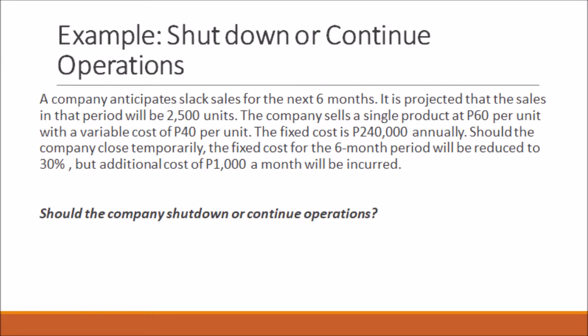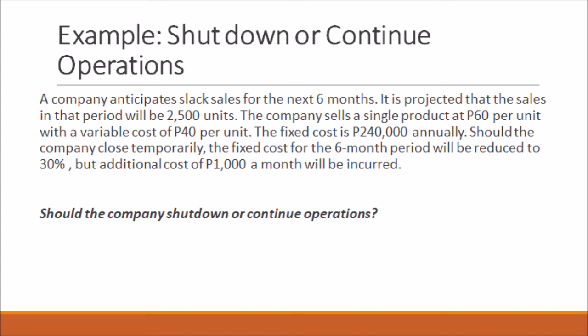Now, let's illustrate this. A company anticipates slack sales for the next 6 months. It is projected that the sales in that period will be 2,500 units. The company sells a single product at 60 pesos per unit with a variable cost of 40 pesos per unit. The fixed cost is 240,000 pesos annually. Should the company close temporarily, the fixed cost for the 6-month period will be reduced to 30%, but an additional cost of 1,000 a month will be incurred. Should the company shut down or continue operations? We'll find out later as we answer this problem.